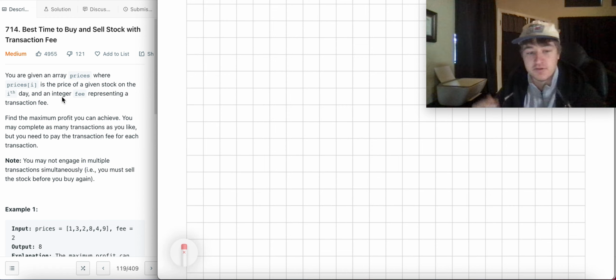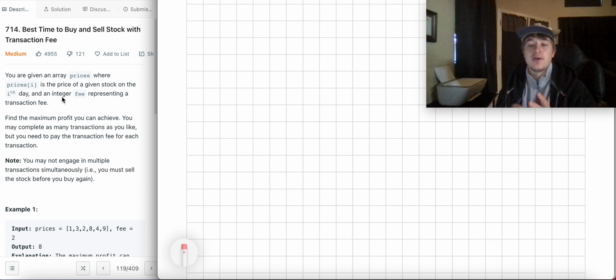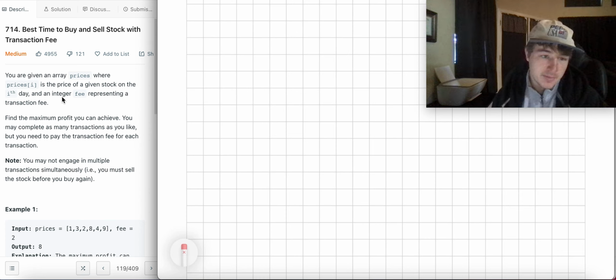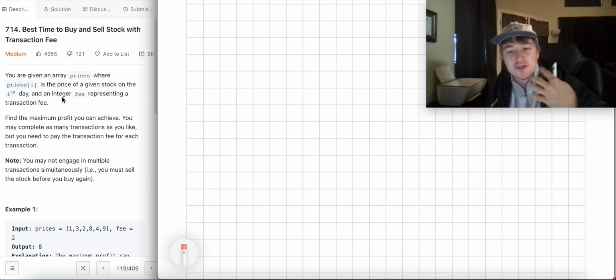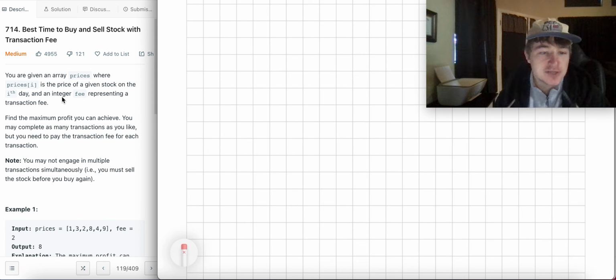But say the transaction fee was $2, well, that means you have to pay that transaction fee. So in total, you netted $1, right? You bought at 3, you sold at 6, you paid the $2 transaction fee. 6 minus 3 minus 2 is 1. So you made $1 on that transaction due to the transaction fee. The thing about this problem is, if we're trying to find the maximum, which we are, you can't just keep doing as many greedy transactions as possible, because every time you do a transaction, you have to spend that fee. Find the maximum profit you can achieve, right?